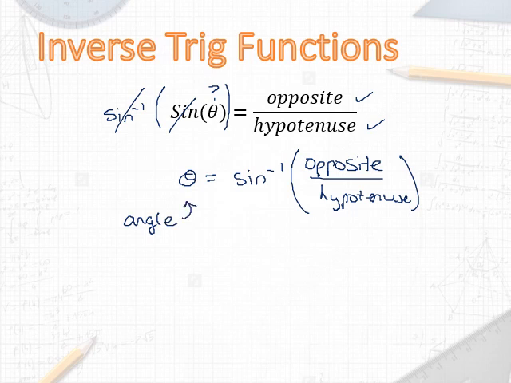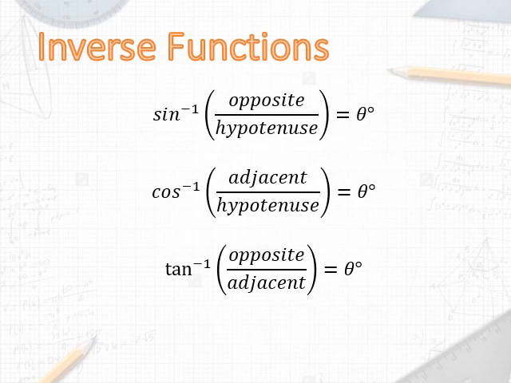So solving for angles, you're going to use inverse functions; solving for sides, regular functions. So here's your cheat sheet of sine, cos, and tan if we were to do the inverse functions for all of those. So sine, SOH CAH TOA, so sine is opposite over hypotenuse, sine inverse of the opposite over hypotenuse will get you the angle, and likewise for cos and tan.